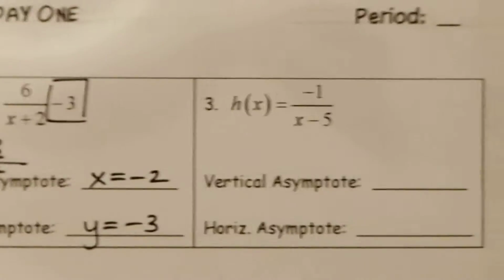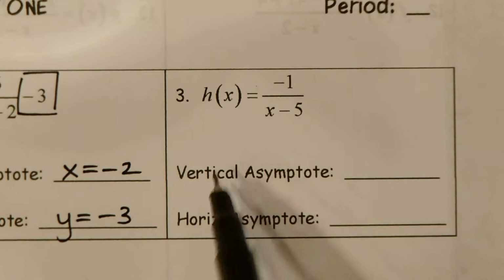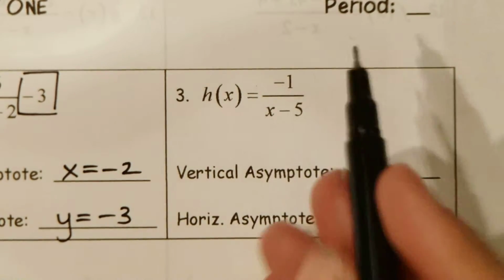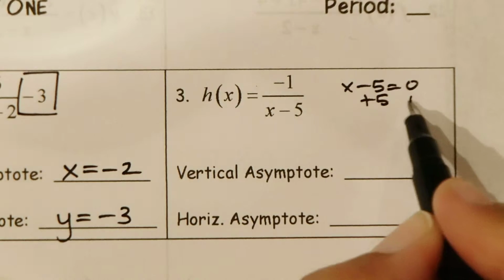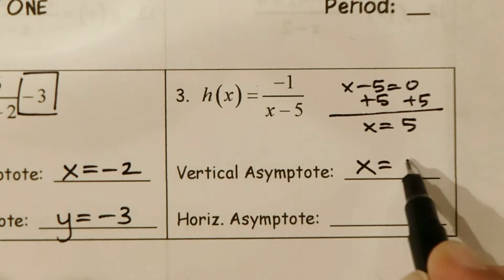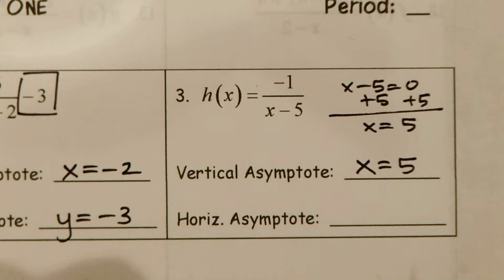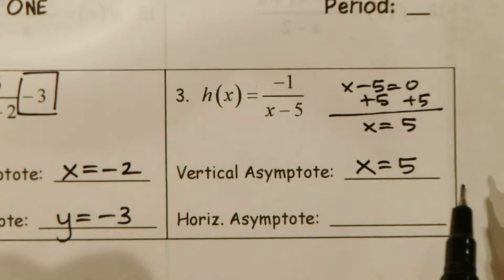All right, the third example here, h of x equals negative 1 over x minus 5. So again, to find the vertical asymptote, that's where the denominator equals 0. So we set that equal to 0, we add 5, x equals positive 5 is going to be our vertical asymptote. That's what would make the denominator 0, and that cannot happen, which is why there's an asymptote there.